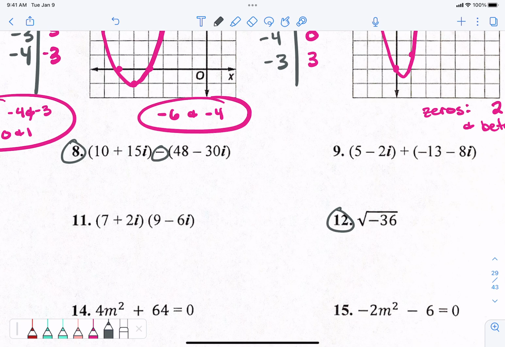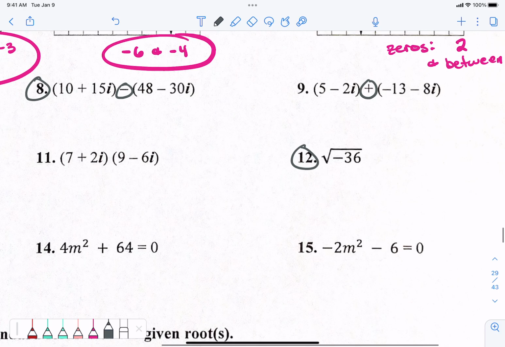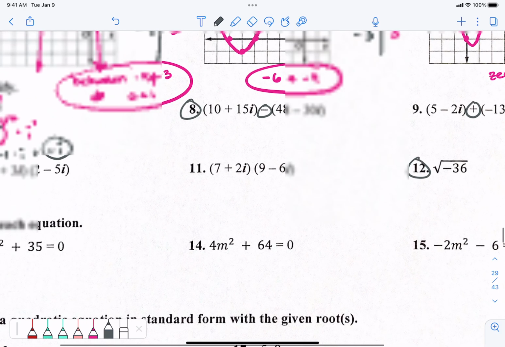But it's minus a negative 30, so it would be plus 30. So 10 minus 48 is negative 38, plus 30i plus 45i, right? Because 15 minus a negative 30 would be plus 30. On 9, you're adding, so you're just combining like terms. What do you do on 10 and 11? Multiply, FOIL, and then on 12 you simplify.